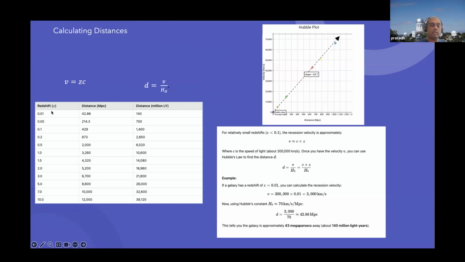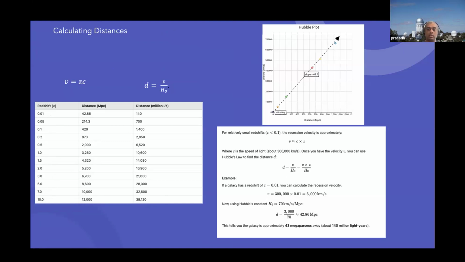And you can see that I have a small graph here just to show you what happens to the distance when you measure the redshift. When you go for larger redshift values, when the redshift is equal to 10, that will be measuring 12,000 megaparsecs distance, right? That is 39,000 million light years. Like that, you can go for very large distances using this method, right?